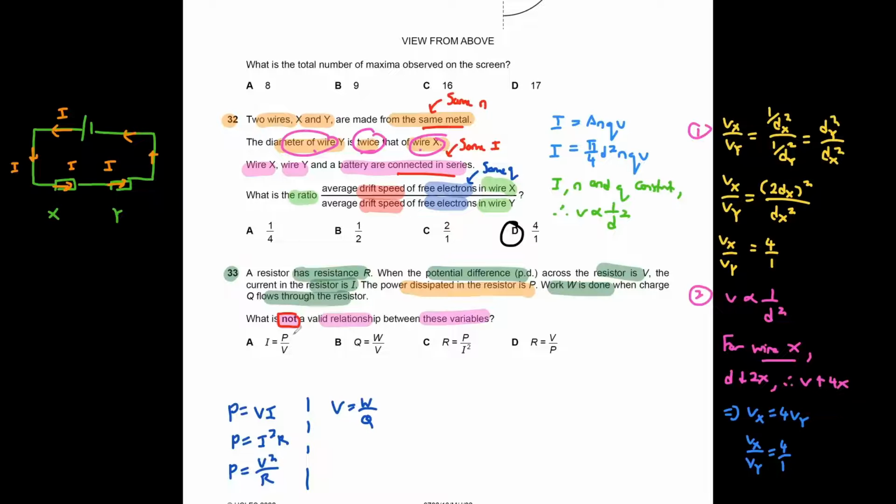A would be correct because it comes from P equals VI. And then B will also be correct because it comes from V equals W over Q. Then you look at C, C will also be correct because it comes from P equals I squared R.